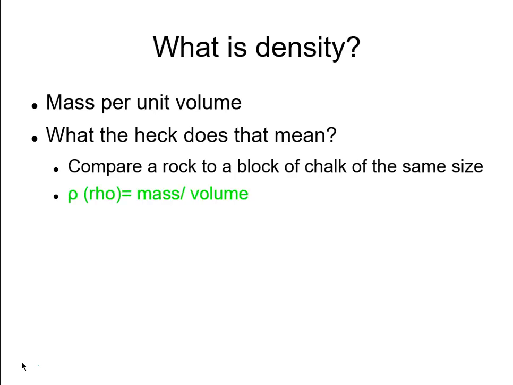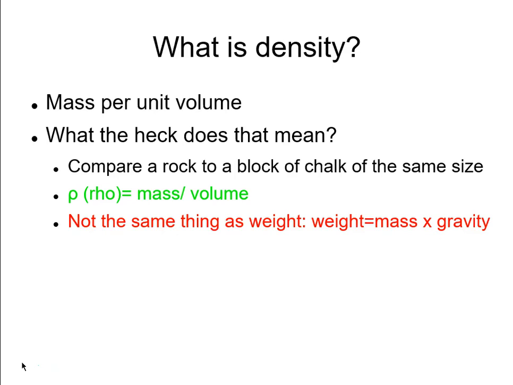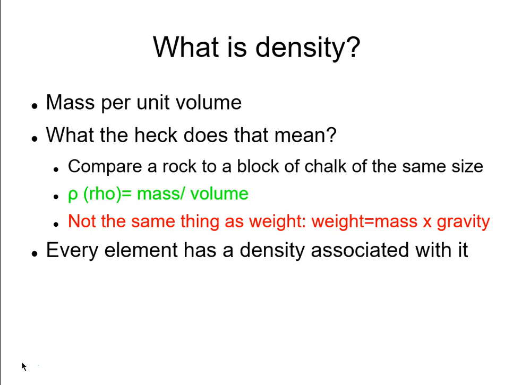Okay, so it's usually called rho, or mass divided by volume. And just to make a note, this is not the same thing as weight. Weight is actually mass times gravity. So your mass would be the same here on our planet and on the moon, but your weight would not be the same. Okay, so every element has a density associated with it.